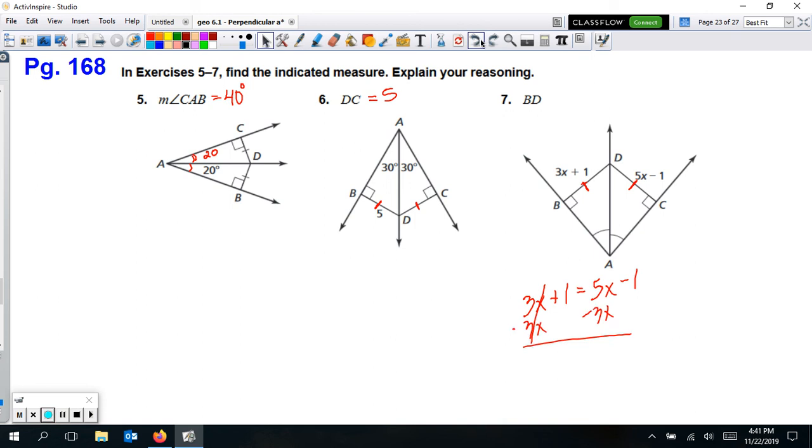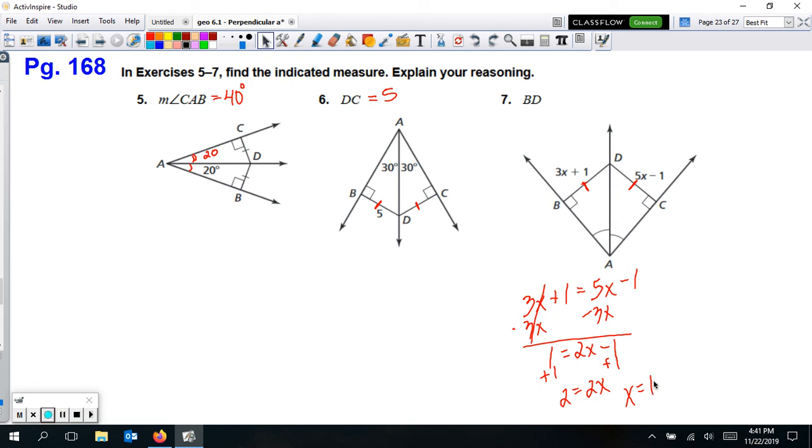Let's solve for x by first subtracting 3x from both sides, and now it will be 1 is equal to 2x minus 1. Add 1 then to both sides, and so now it's going to be 2 equals 2x. And so if 2 equals 2x, then we know that x equals 1. If we divide by 2, or 2 times 1 is going to give us still 2.